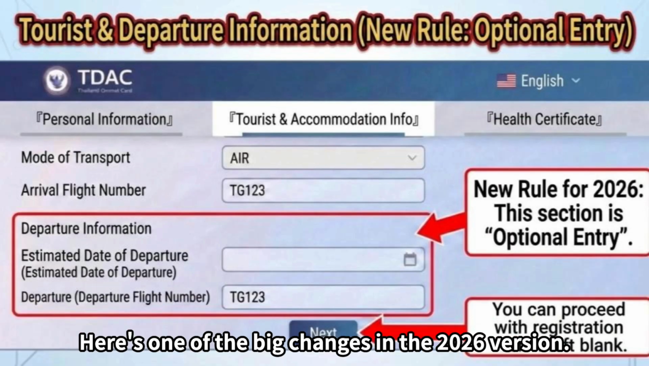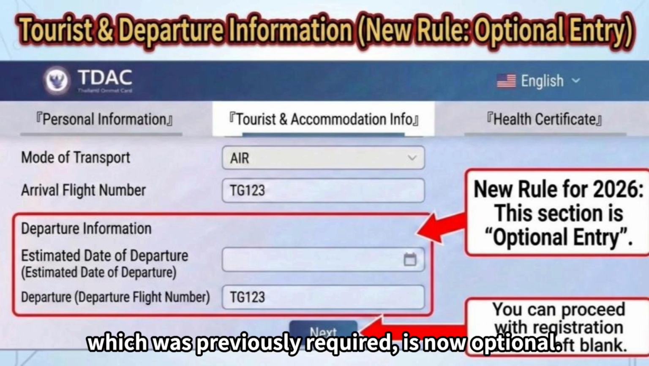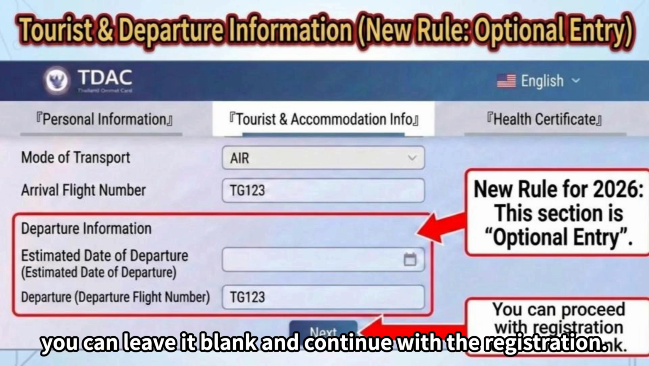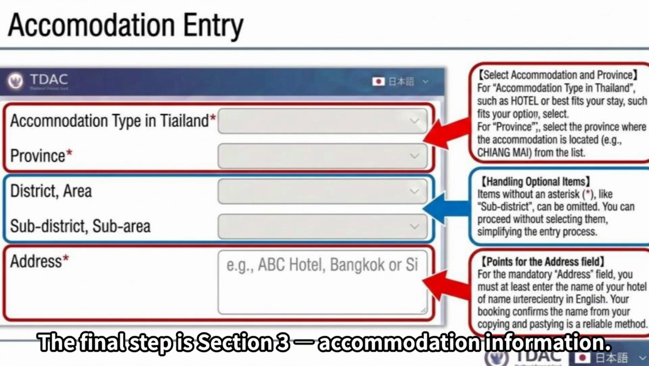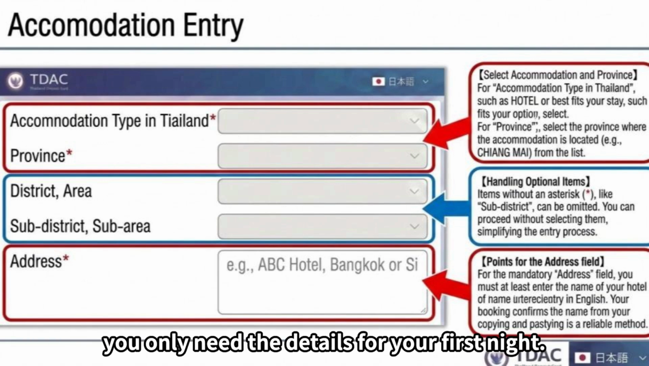Here's one of the big changes in the 2026 version. The departure flight information, your return flight details, which was previously required, is now optional. Even if your return flight isn't confirmed yet, you can leave it blank and continue with the registration. The final step is Section 3, accommodation information. You'll enter the name and address of your hotel in Thailand. If you're staying at multiple places, you only need the details for your first night.